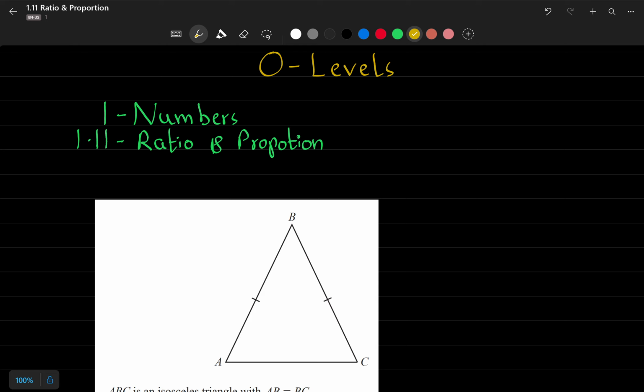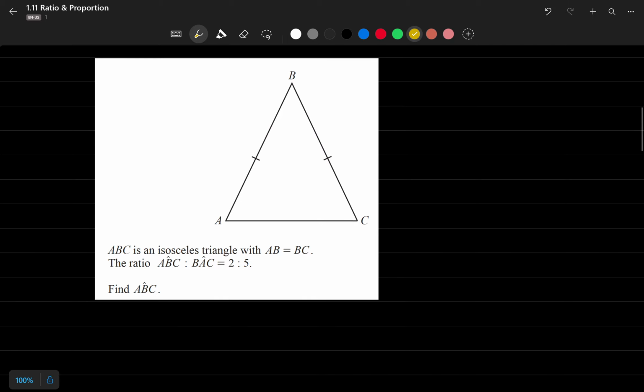Okay, so chapter 1, we have the subtopic 1.11, which is ratio and proportions. In this chapter, we have our first question. ABC is an isosceles triangle with side AB equal to side BC. The ratio of angle ABC to angle BAC is equal to 2:5.